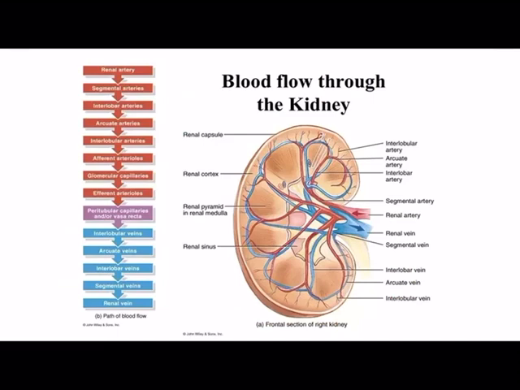From your renal artery, going to the segmental arteries, to your interlobular arteries, to the arcuate artery, then to your afferent arterioles, which will then give way to your glomerular capillaries. Then after filtration, blood exits the glomerulus via the efferent arteriole, going to your peritubular capillaries or your vasa recta, then to your interlobular veins, to your arcuate veins, to the segmental veins, then to the renal vein.